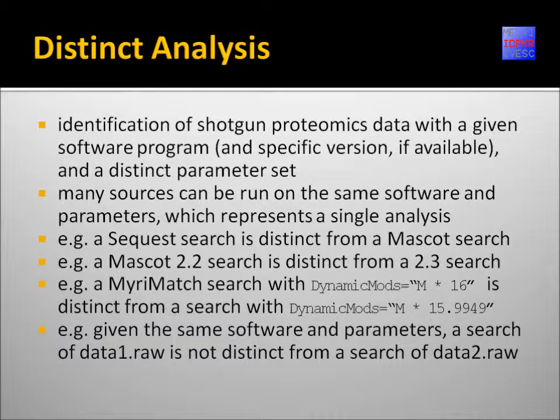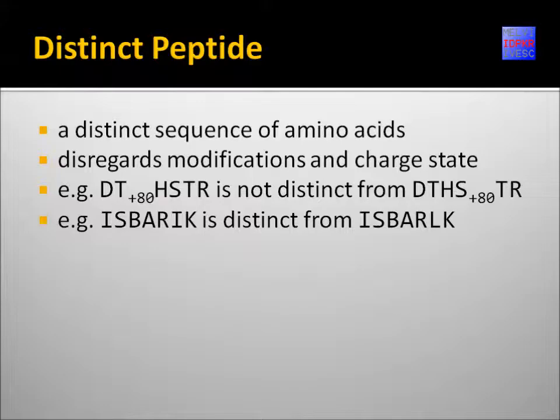A distinct analysis is what you get when you identify your data with a given software with a specific name, version, and parameter set. Usually, you run the same software with the same parameters on many different spectrum sources, but it's not unusual to combine different analyses in a single IDPicker report. This can be due to multiple runs with different software, or the same software run with different parameters. IDPicker is able to group the identifications from each run according to its analysis. One example here is showing how a small difference in the mass set in dynamic mods can result in a distinct analysis.